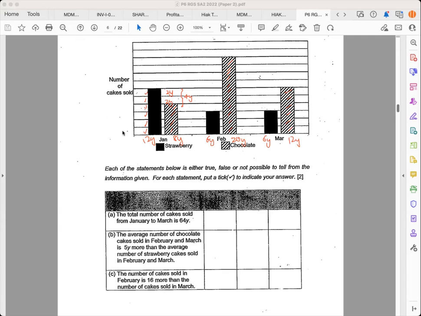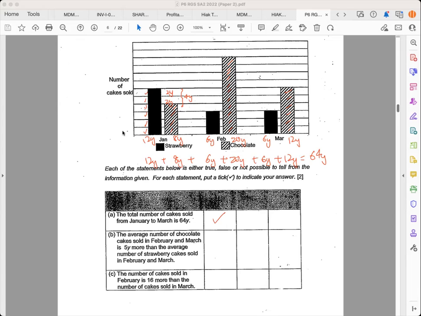The first statement is, the total number of cakes sold from January to March is 64y. So let's add up all the y's here. 12y plus 8y plus 6y plus 20y plus 6y plus 12y. If you use your calculator, you'll get 64y. So answer is true.